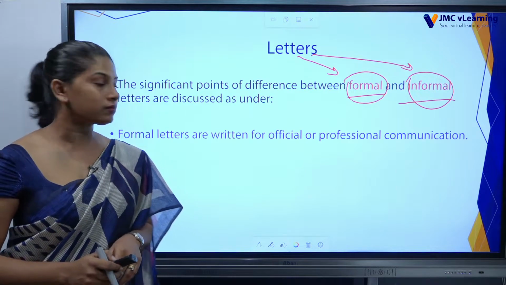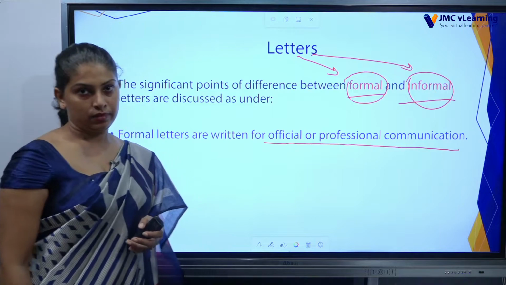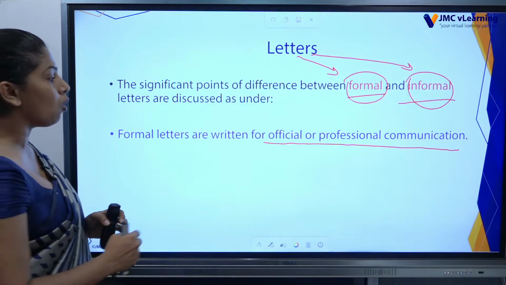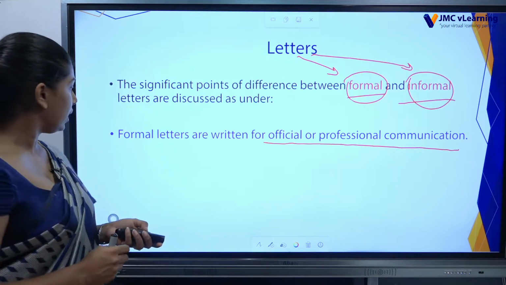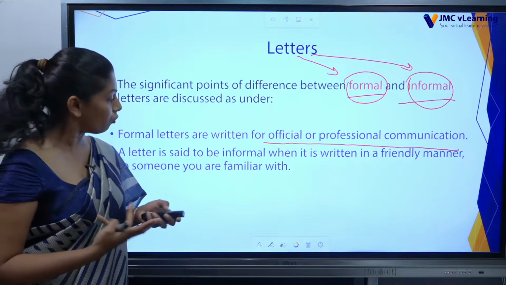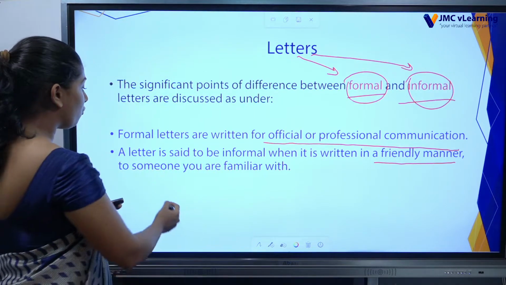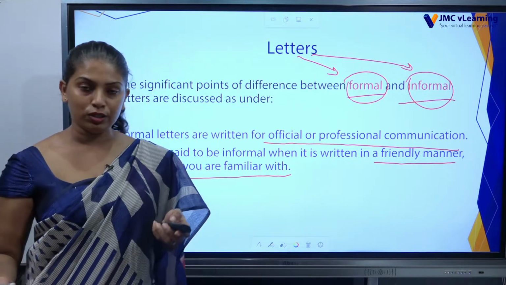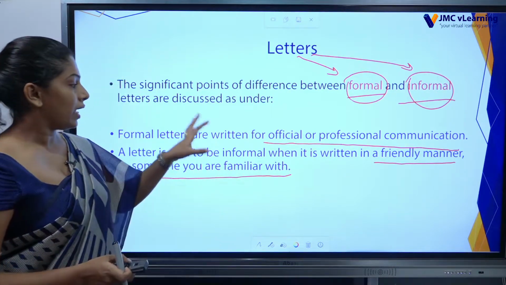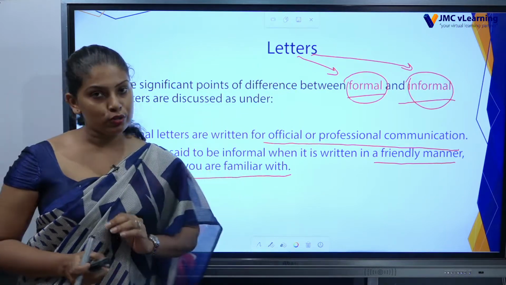What is a formal letter? Formal letters are written for official or professional communication. That's where we use formal letters. Then, informal letters. A letter is said to be informal when it is written in a friendly manner, or when we are writing a letter to a friend, to someone you are familiar with. The ways are different, no? When we are writing a letter to a friend and when we are writing a letter to an official is different. So, in this case, we are using two kinds of formats and two different types of letters, and that's what we are going to learn in this lesson.